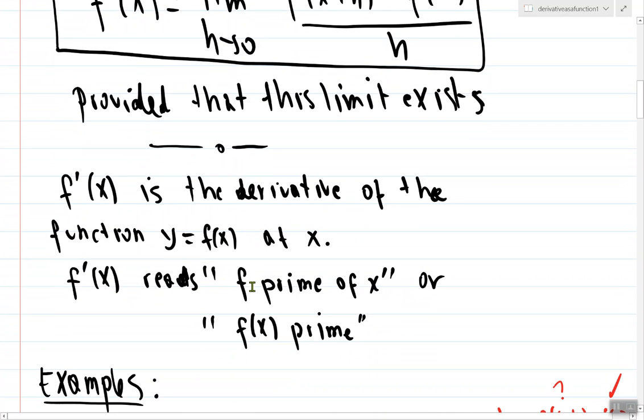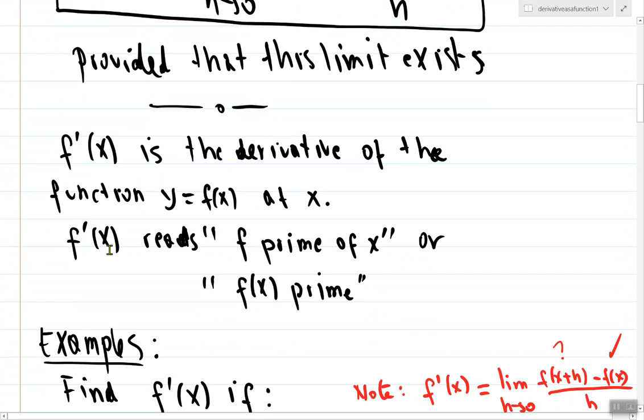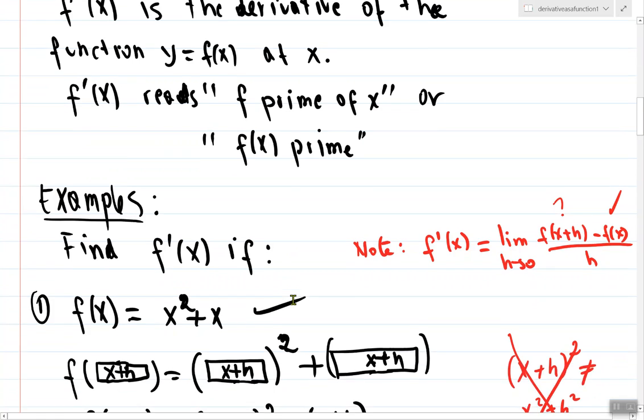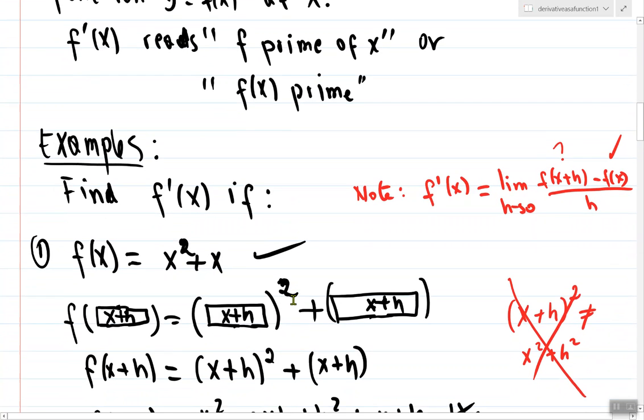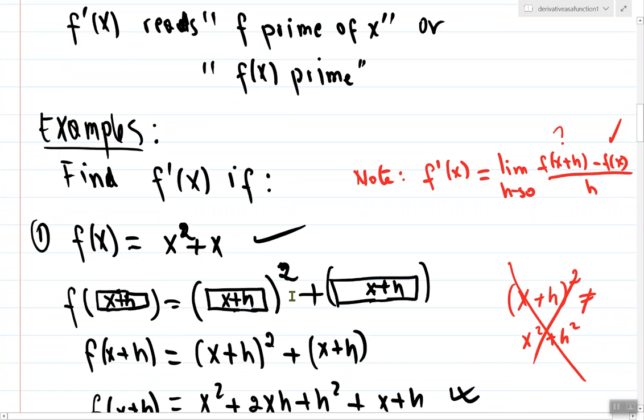You read it as f prime of x. Okay, so f prime of x. So for example, you are given a function f of x equals x squared plus x, and you are asked to find f prime of x.